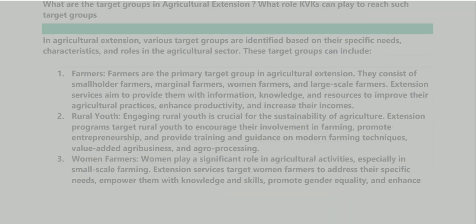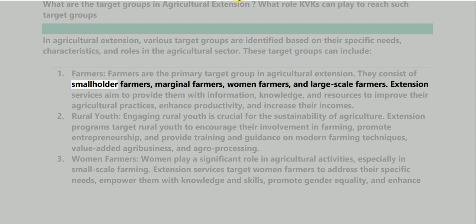What are the target groups in agricultural extension? What role can KVKs play to reach such target groups? In agricultural extension, various target groups are identified based on their specific needs, characteristics, and roles in the agricultural sector. These target groups can include 1. Farmers. Farmers are the primary target group in agricultural extension.